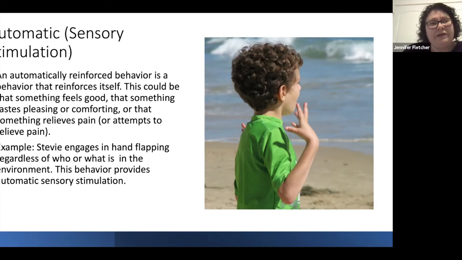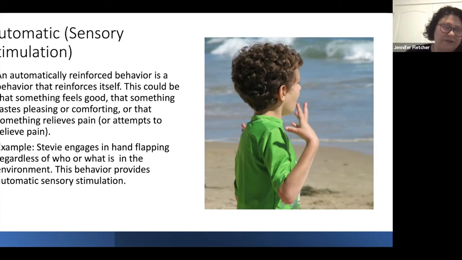When you're thinking about automatic stimulation, also think about what it is that you do, because we all do things that provide some sort of nice feeling response within our body. So are you a hair twirler, or maybe you like to chew gum or tap your fingers? Sometimes people will tap their fingers or pencils on the table. We all have some type of repetitive motion that we do. It just may not be quite as obvious and big as some of our kids may engage in. So something to think about is, what do you do?